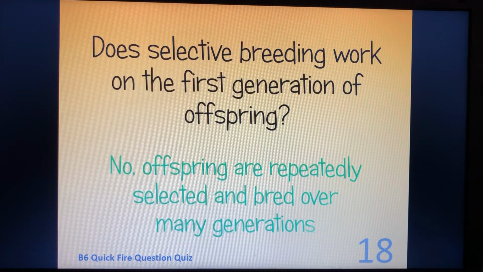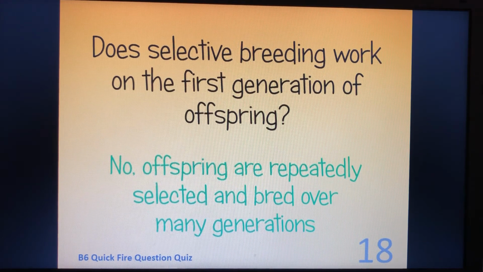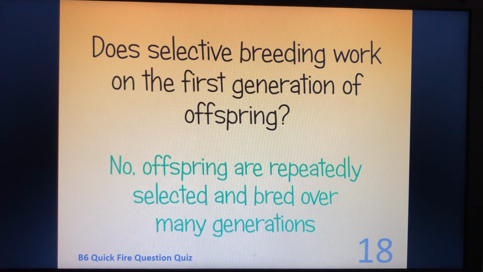And the answer is no. Offspring are repeatedly selected and bred over many generations, sometimes thousands of years. Okay, and we looked at the development of chickens over about 50 years to get them bigger and bigger. They've been selectively bred.